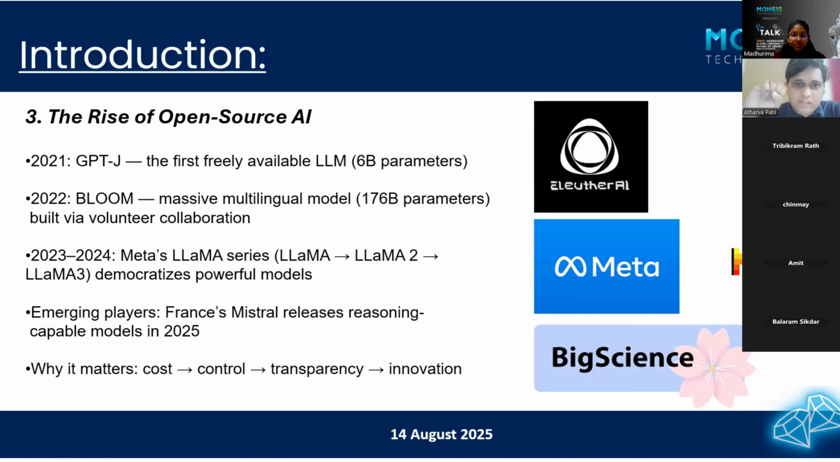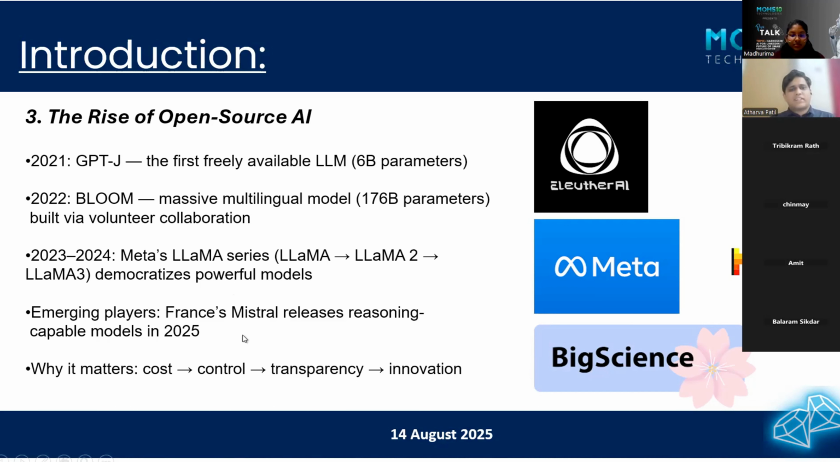Now this was very big, with 176 billion parameters. This was done through all-volunteer collaboration. All the AI enthusiasts came together and built this. Then came Meta's Llama series, Llama, Llama 2, Llama 3. This actually democratizes powerful models. We can use powerful models on our own system without worrying about cost.